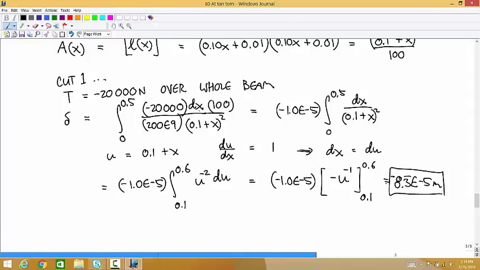I didn't write down the negative sign. This answer should have been negative, so you might want to get that in your notes. The example I just did should have been negative 8.3 repeating times 10 to the minus 5.